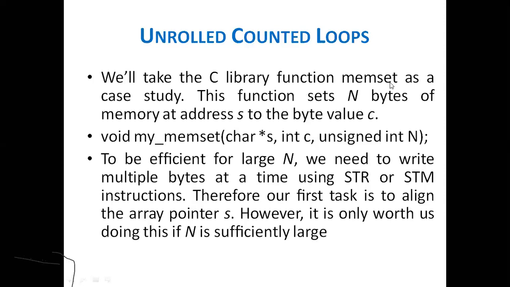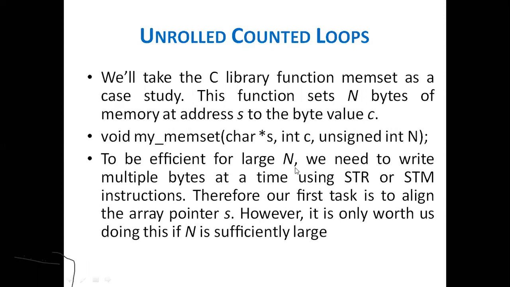And we'll take the C library function memset as a case study. This function sets n bytes of memory at address S to the byte value C. So we are just assigning n bytes at the beginning address of S to a value called C.